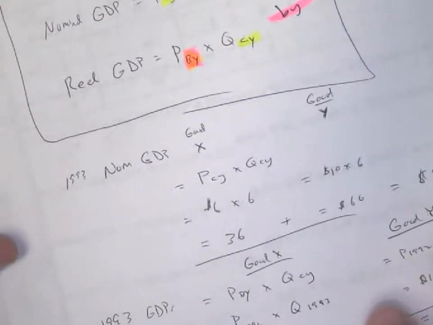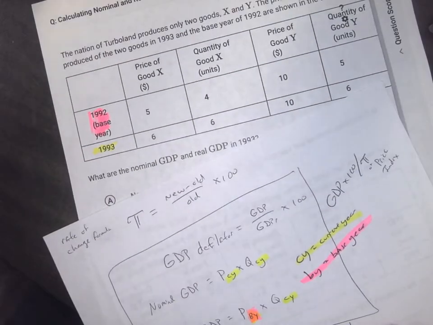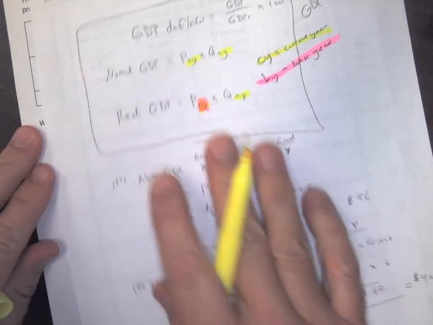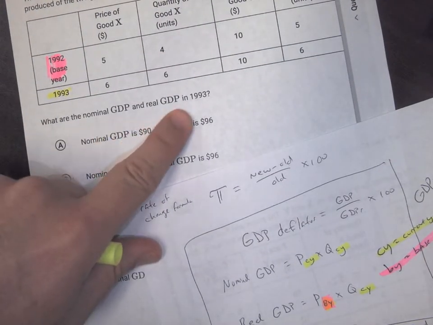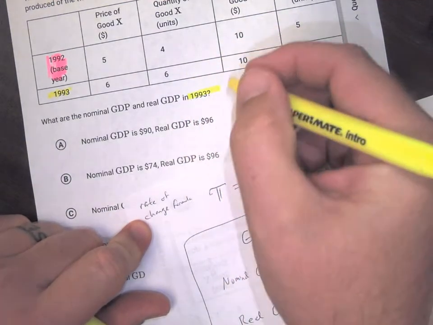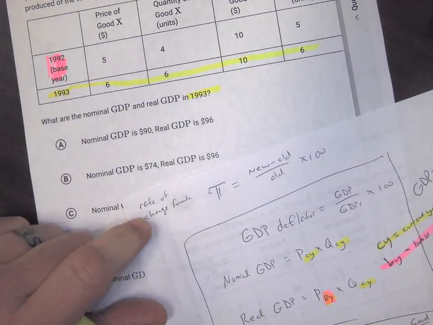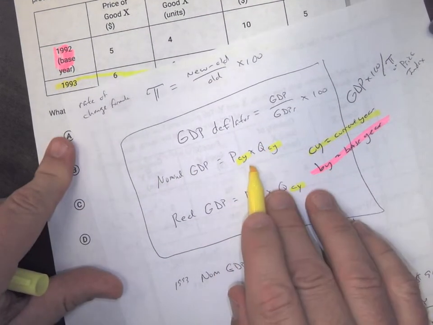And now, let's look at our question. In 1993, it wants to know what the nominal GDP and real GDP are. Well, 1993, that's the current year, isn't it? So that's what we're looking for. This is all 1993 right here. Let's look at our formula. Nominal is price of the current year, and this is simply price times quantity.